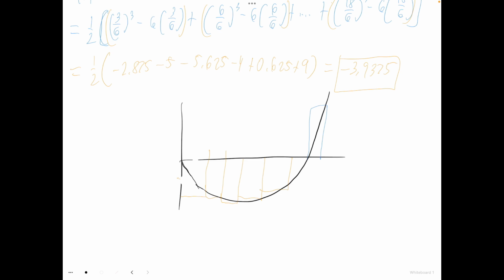And so since there's more area below than above, what ended up happening then is we got a negative value, which is just totally fine for an integral. There's nothing wrong with that.